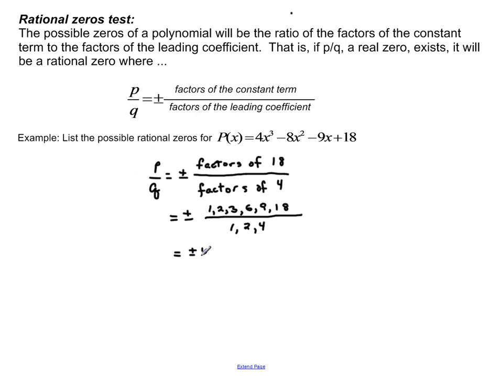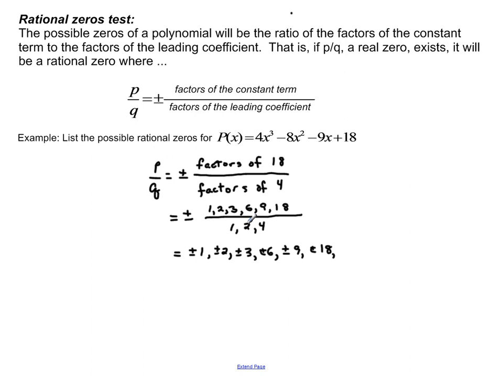The places that we should be looking are going to include plus or minus 1 divided by 1, 2 divided by 1, so plus or minus 2, 3 divided by 1, so plus or minus 3, 6 divided by 1, so plus or minus 6, 9 divided by 1, so plus or minus 9, and of course 18 divided by 1, which is plus or minus 18.